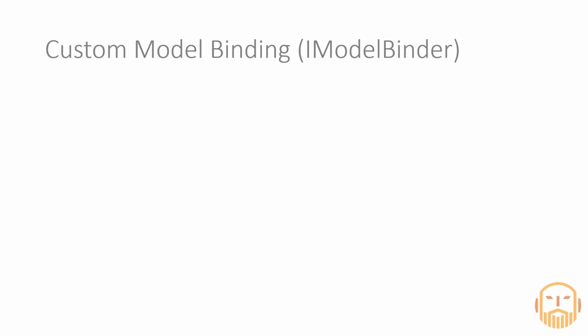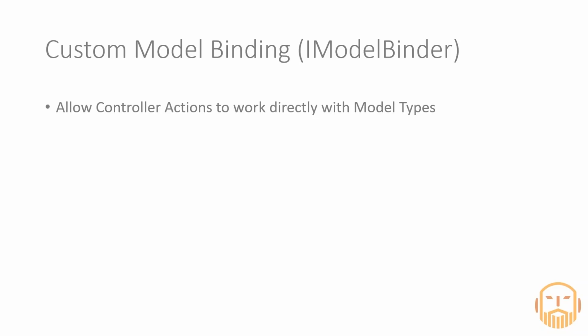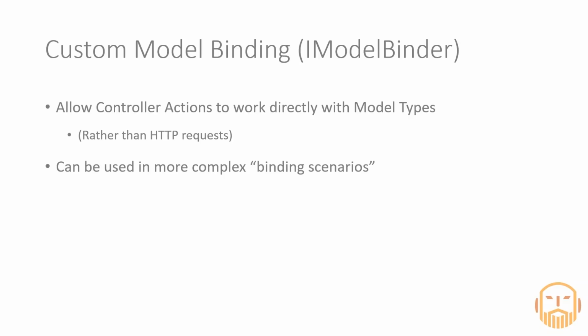So custom model binding, and more importantly IModelBinder, allow controller actions to work directly with model types rather than HTTP requests. As we've seen with our Minimal API, a request comes in, binding happens at that point, and everything seems to work okay. What custom model binding allows you to do is actually bind to models before dealing with a HTTP request. And we'll see that working in a minute.